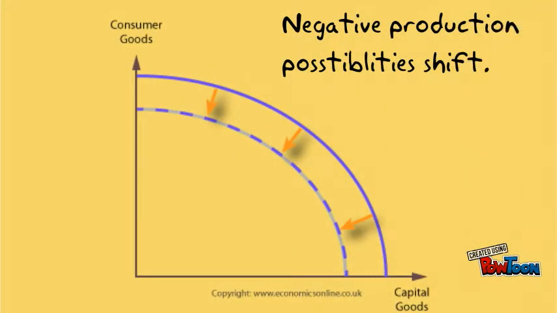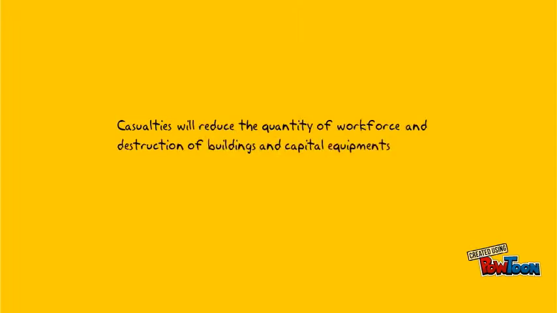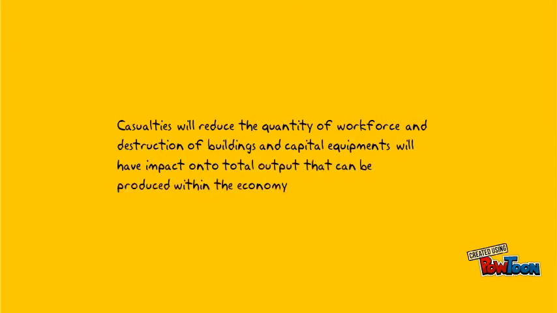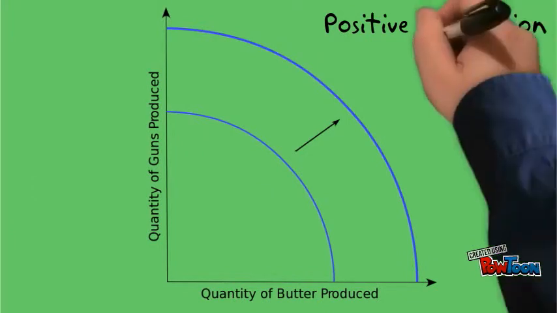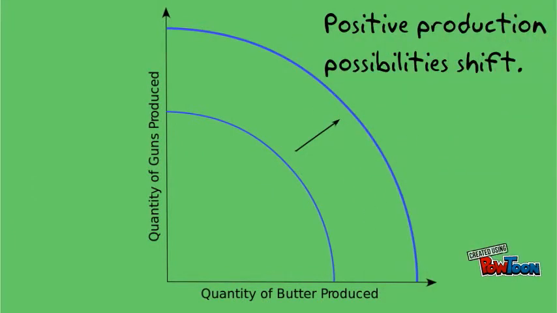This is a negative production possibility shift. Here you can see consumer goods and capital goods. Consumer on the y, capital on the x. Something like that will happen in the event of a natural disaster, and casualties will reduce the quantity of the workforce. And destruction of buildings and capital equipment will have an impact on total output that will be produced within the economy.